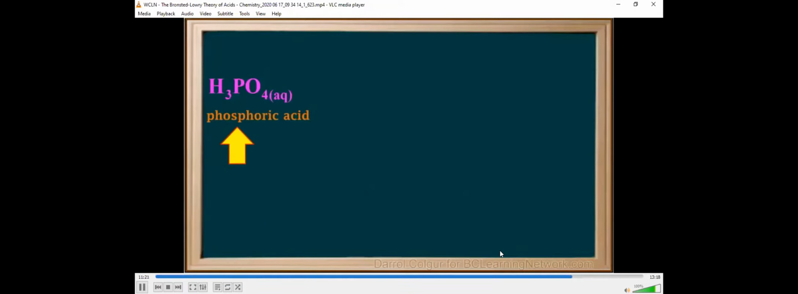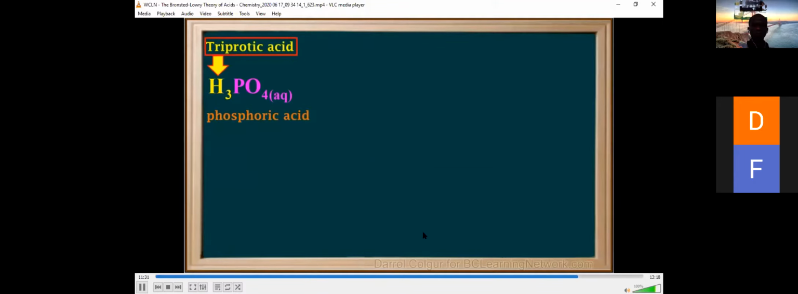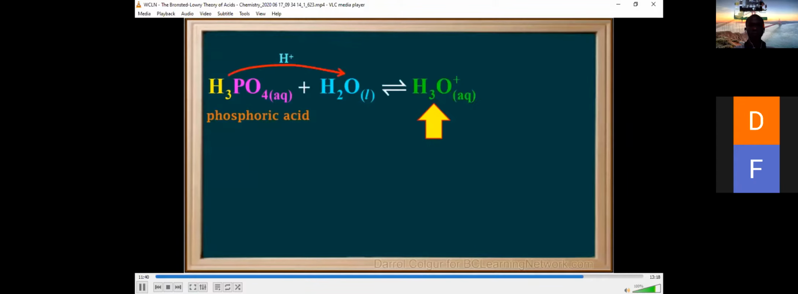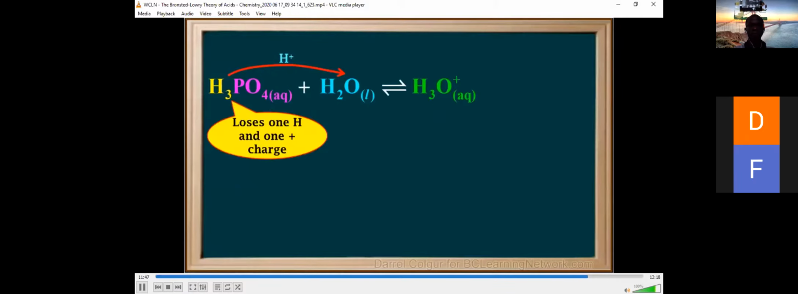Now we'll look at phosphoric acid. We see that it has 3 H's at the front of its formula, which means it has 3 protons it can lose. For that reason, phosphoric acid is called a triprotic acid. When it's combined with water, it doesn't lose all 3 protons at once, just one at a time. In the first step, 1 proton is transferred to a water molecule, so it produces 1 hydronium ion. Because it loses 1 H and 1 positive charge, the other product would have 2 H's and a charge of -1.